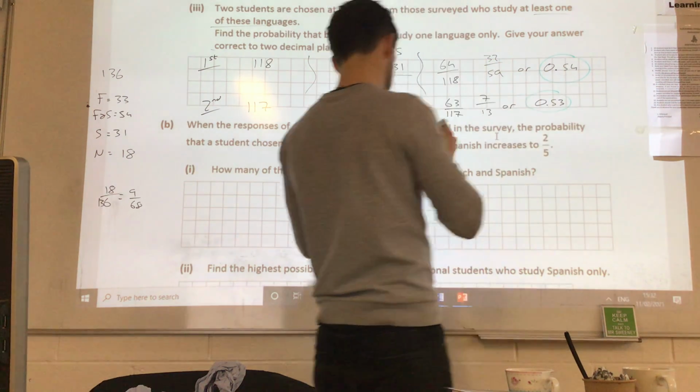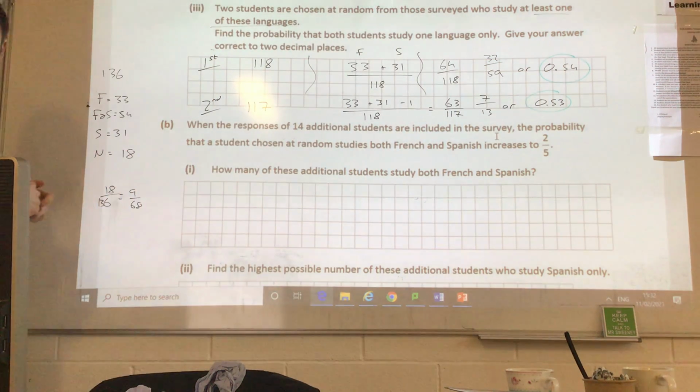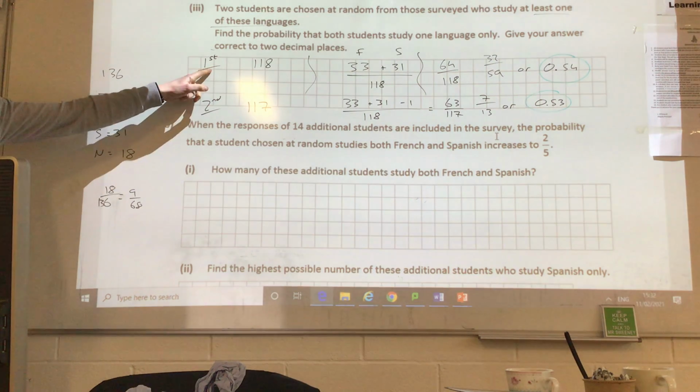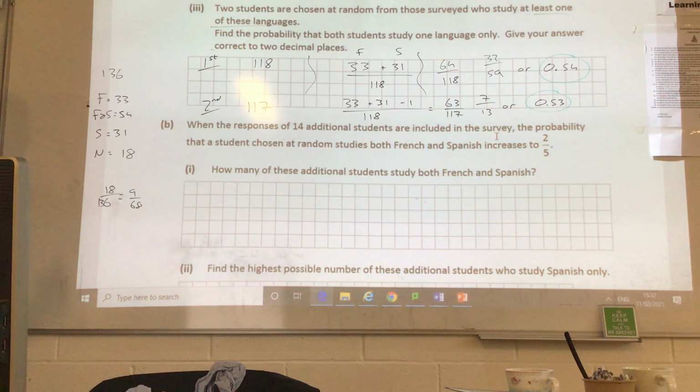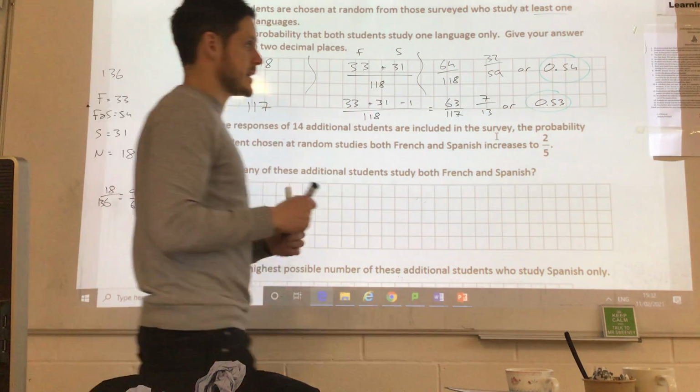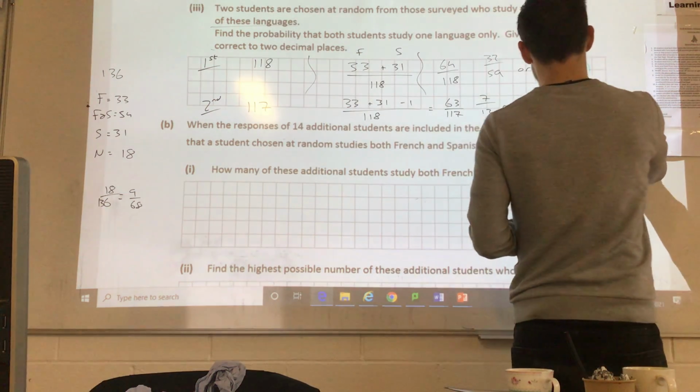Now, that is the probability that the first student studies one language. The probability that the second student we choose studies one language. To find the probability that we get both of them, we actually have to multiply them together.